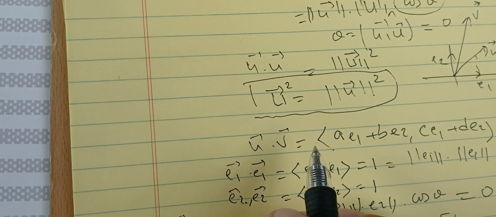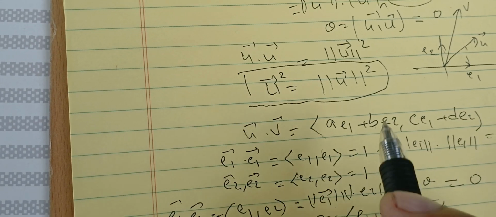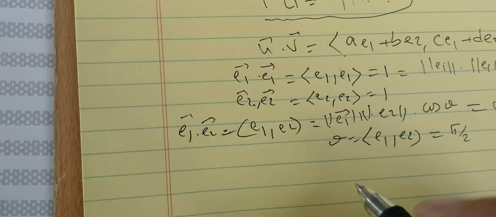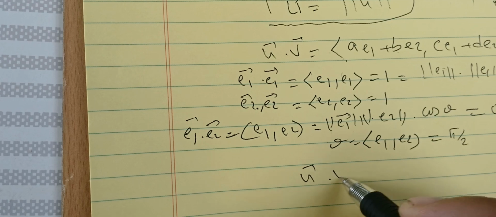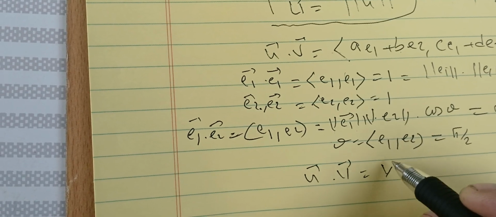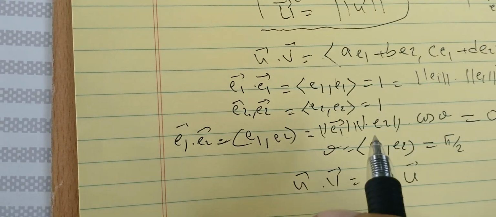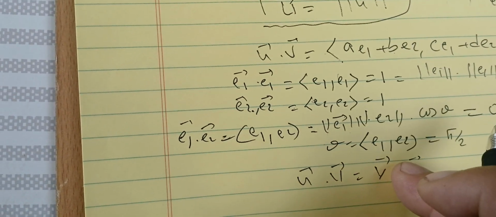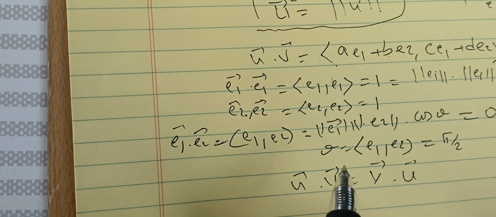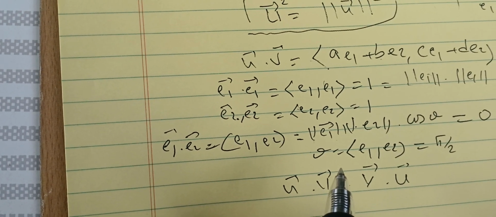One key idea that we didn't mention is that the dot product of u and v is the same as the dot product of v and u. From the definition we see that this is possible. Thank you very much.